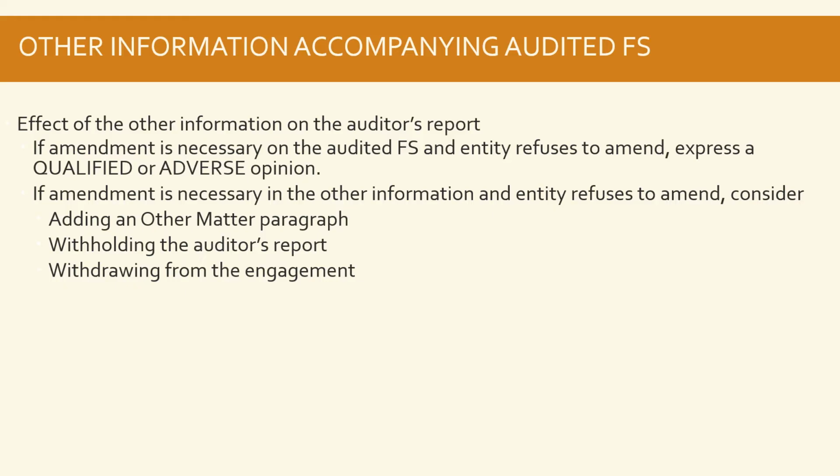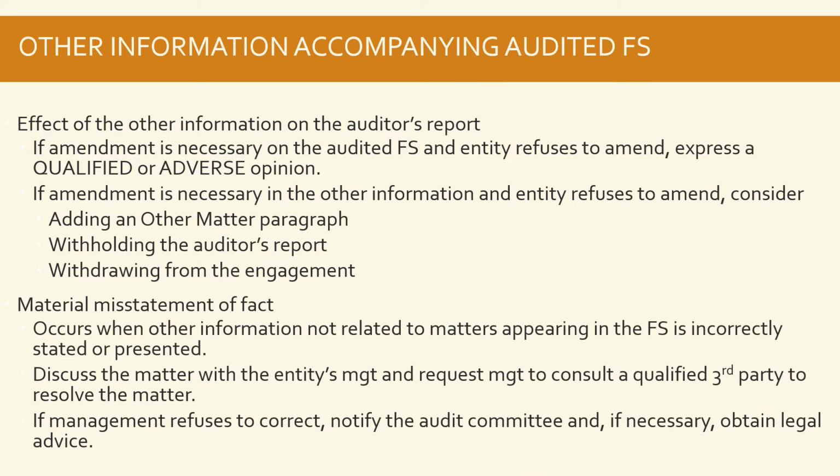Now, another inconsistency which you may find is a material misstatement of fact. So, as we have mentioned, a material misstatement of fact occurs when other information not related to matters appearing in the FS is incorrectly stated or presented. So, what will happen when you uncover a material misstatement of fact? Again, you discuss the matter with management, and because we have seen that there is a material misstatement of fact, we may request management to consult a qualified third party to resolve the matter.